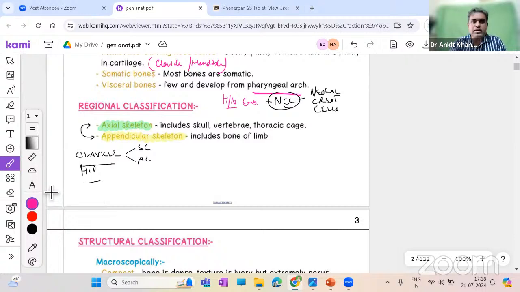They are connecting the appendicular to the axial skeleton. So per se, they are a part of the appendicular skeleton. Remember that. They are a part of the appendicular skeleton, including the scapula. You can add over here one more bone known as the scapula. Okay, so this thing is clear.